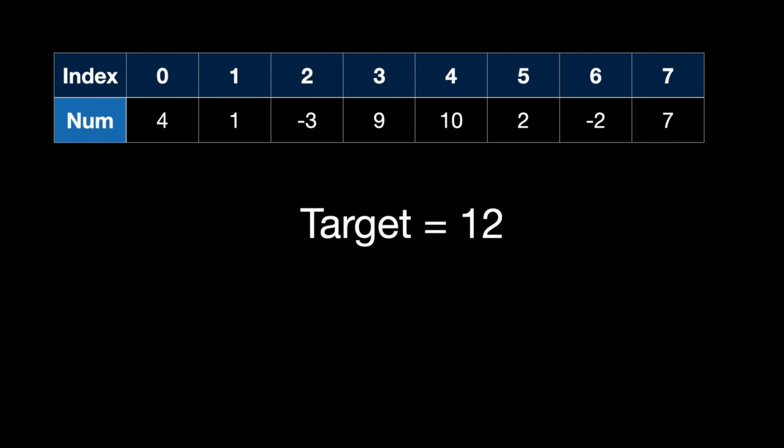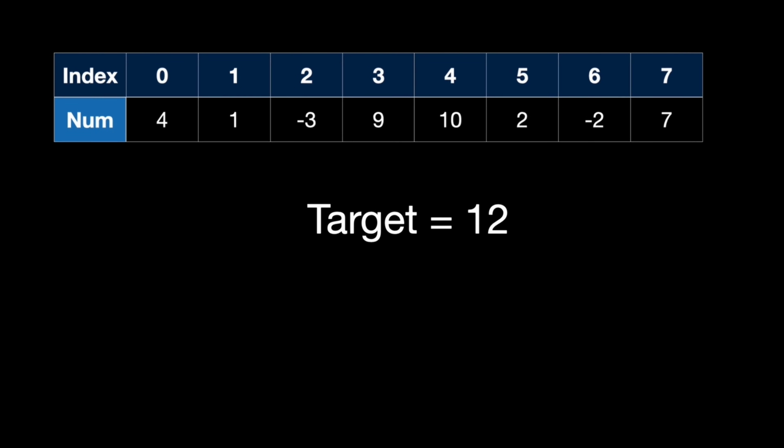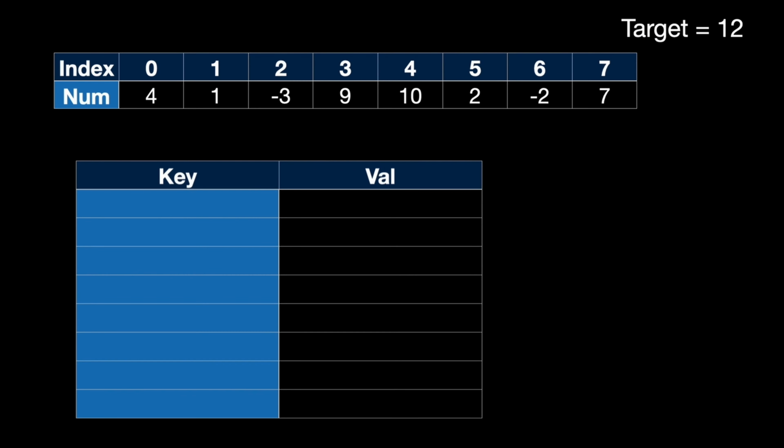And what we have here is our array of numbers, nums, and I've just included the indices of them, right? And our target in this case is going to be 12. So you're supposed to return the two indices that add up to 12. So what that looks like is this, right?